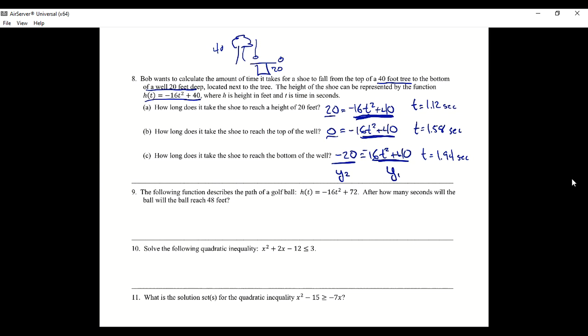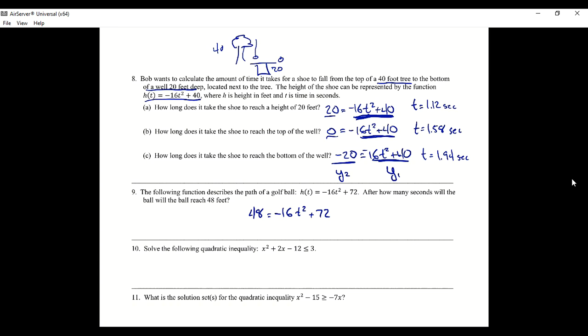The following function describes the path of a golf ball. H of t, so height in terms of time, equals negative 16t squared plus 72. After how many seconds will the ball reach a height of 48 feet? We're going to set it equal to 48. Now, we have a difference of squares. We could use the quadratic formula. We could use graphing. We could even do this one algebraically.